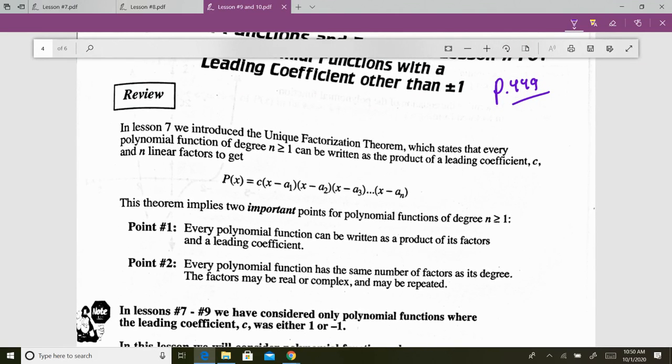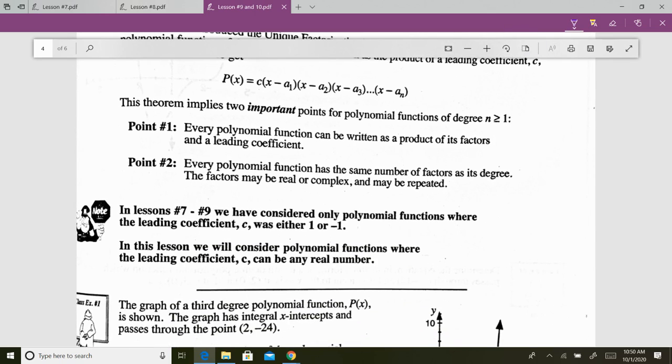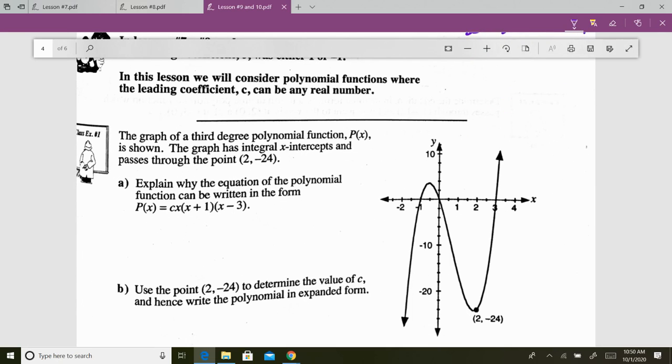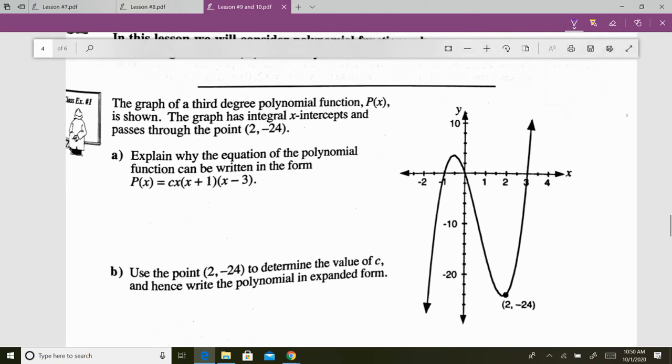All right, up till this point, everything we've done in terms of graphing has been with a leading coefficient of 1, okay? Or -1. Obviously, that's not the case. Most polynomials have different numbers than just 1 or -1. So now we're going to start looking at those and how to calculate the leading coefficient.